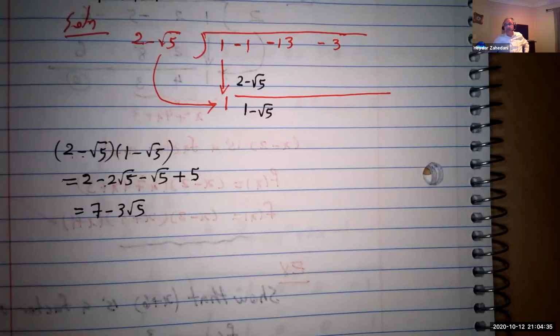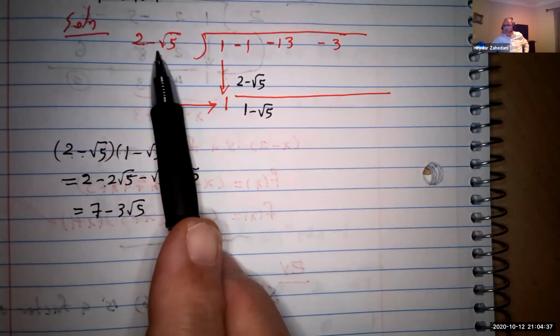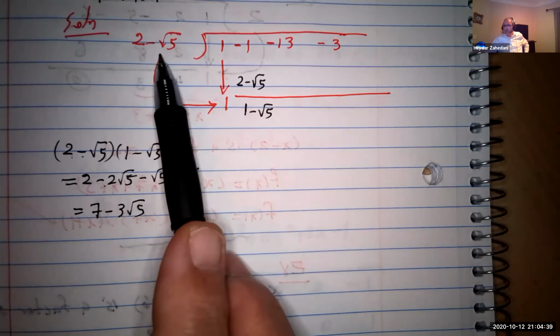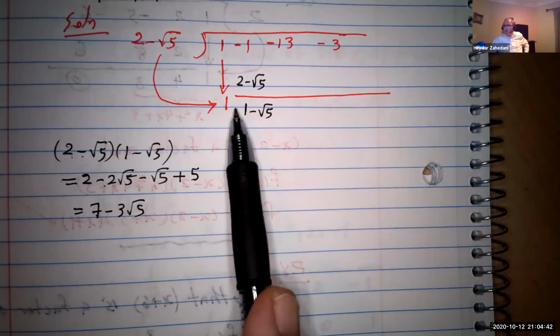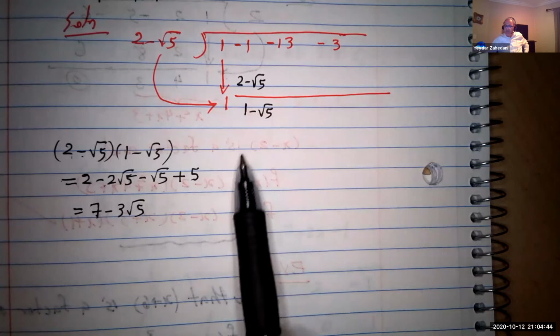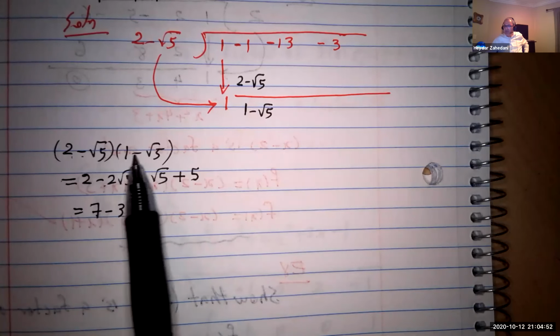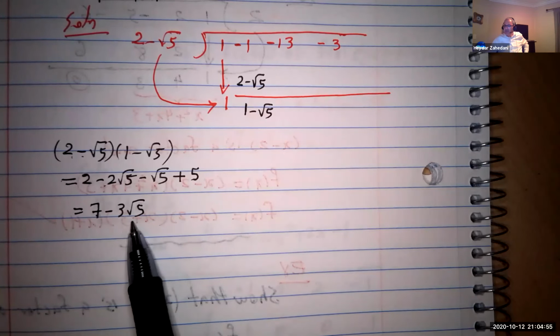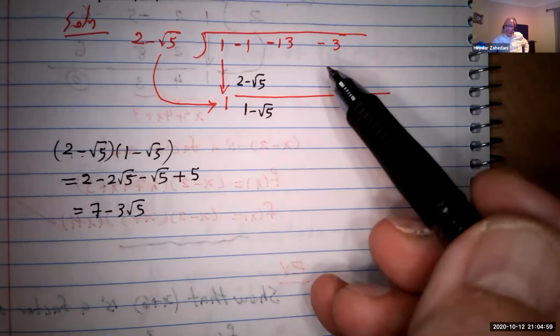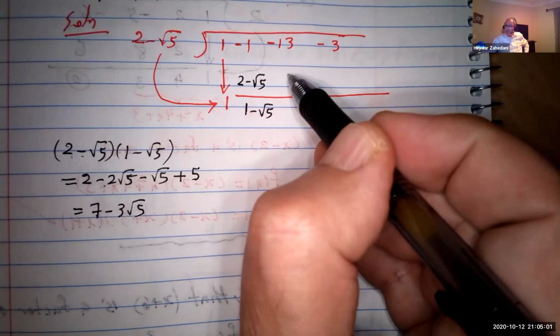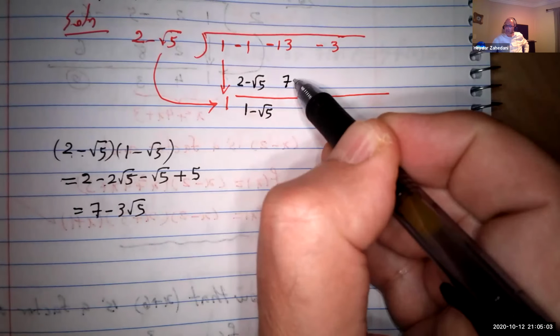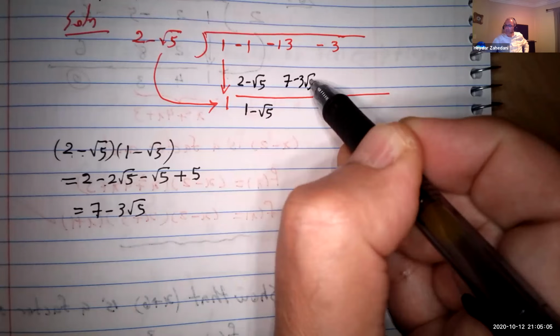Okay, so you have to carry this one. 2 minus radical 5 times 1 minus radical 5 to be FOILed. 2 times 1 would be 2. 2 times radical 5. Then we go inside, negative radical 5 times 1, negative times positive, so that gives us the result here. So this result, we have to put it here. It's going to be 7 minus 3 radical 5.